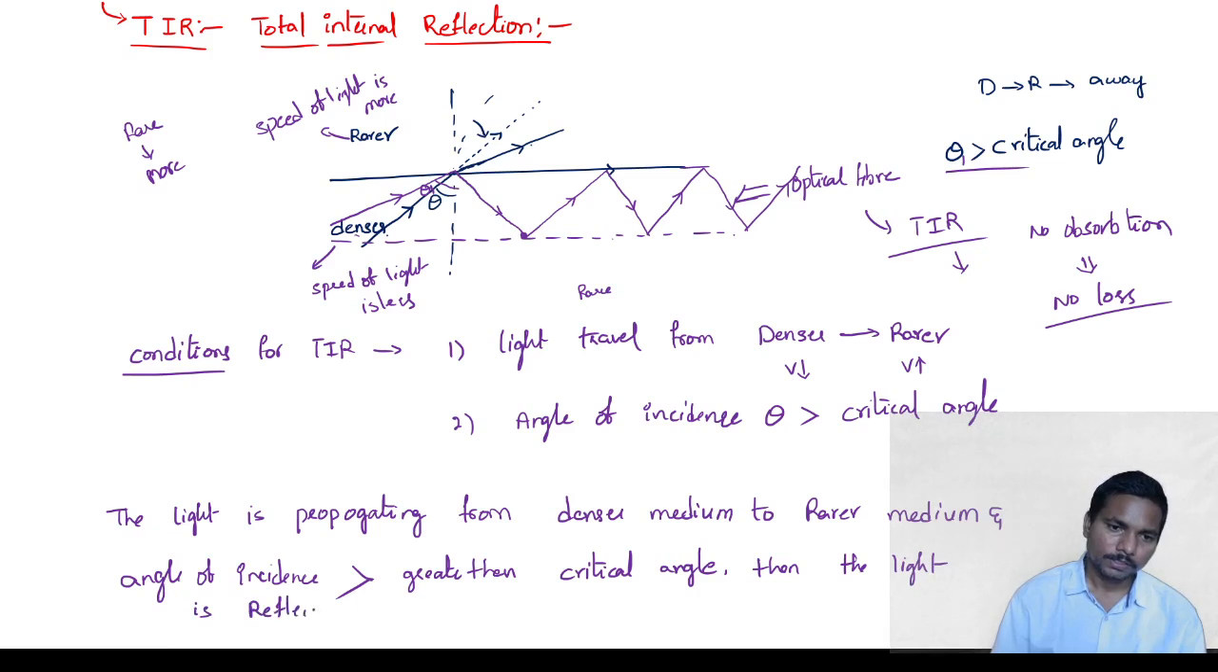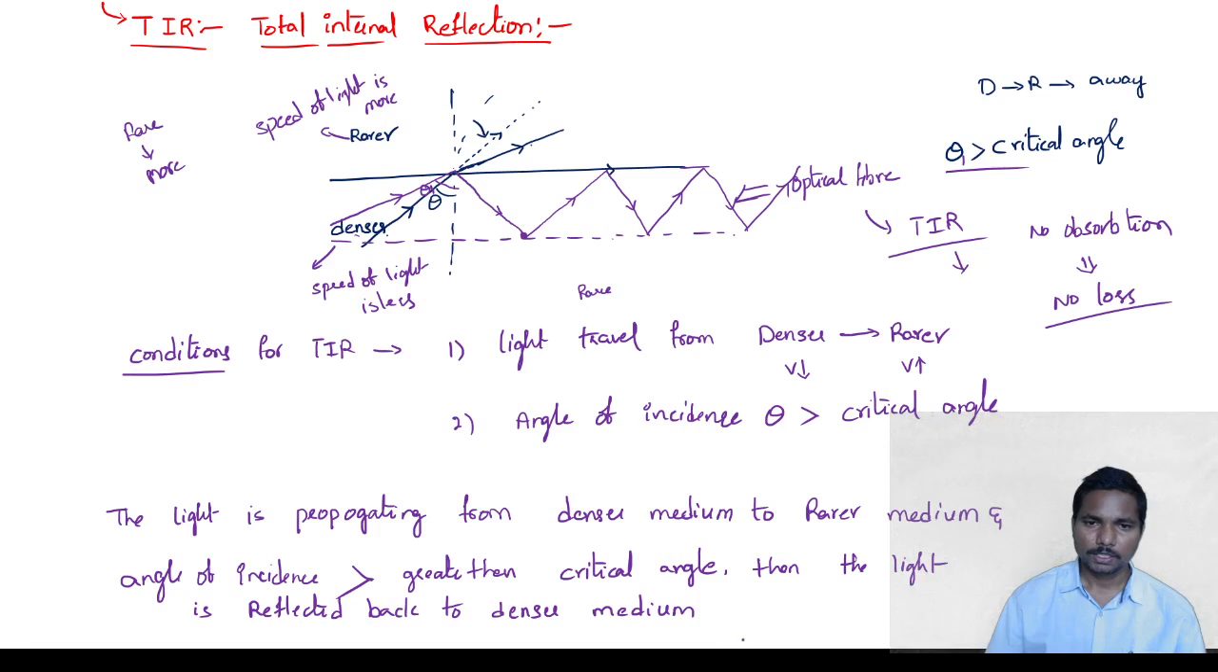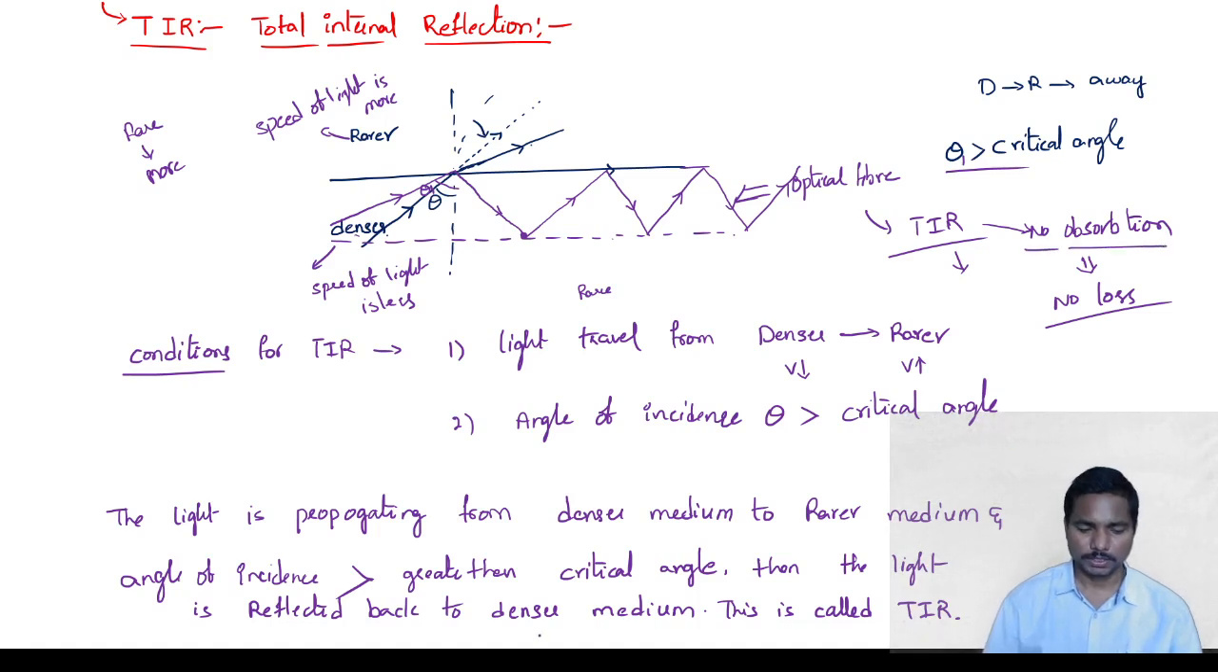Light is reflected back to the denser medium. This is called total internal reflection. Here in total internal reflection, no absorption takes place. That is, no loss takes place.